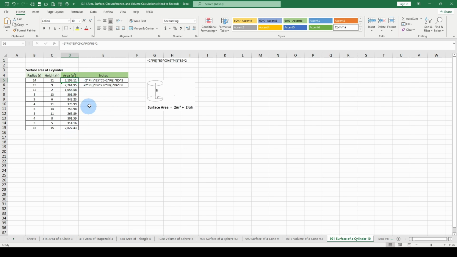Results are the same. Looking at radius and height using pi, and that is the basic calculation to determine surface area of a cylinder. Times 2 times pi times radius times height plus pi times radius squared. Now you can always replace the caret with the power function, or just use the caret. That's a quick surface area of a cylinder calculation.